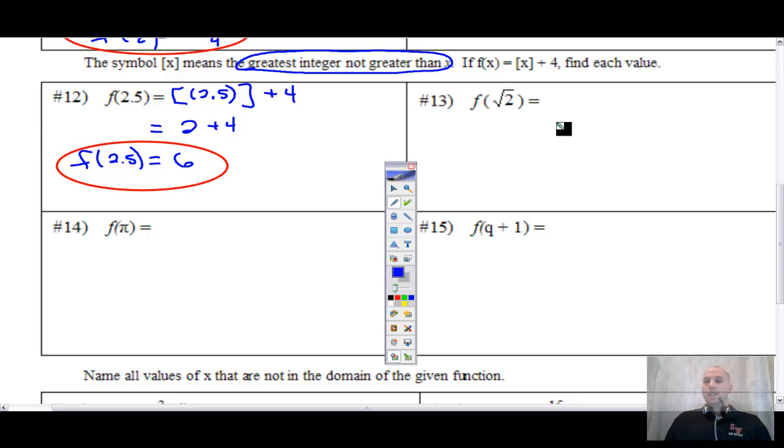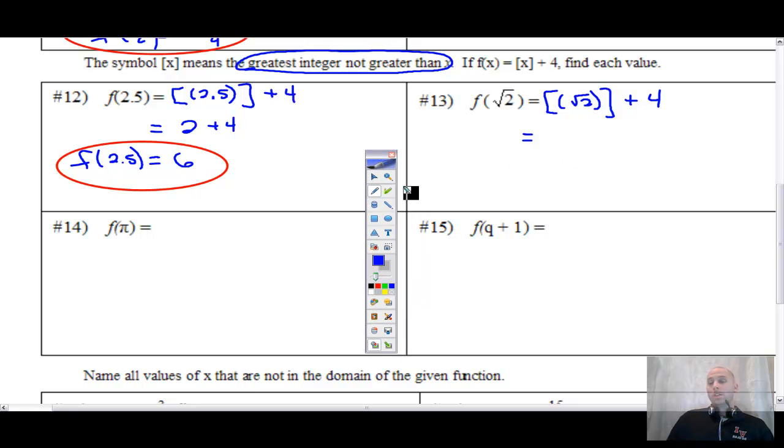Number 13. Once again, you should not be using a calculator for this. If you are using a calculator, you're probably drinking a tall glass of weak sauce with it. When you substitute, use parentheses. What's the square root of 2? I don't know. You probably don't know either. You don't have to know.